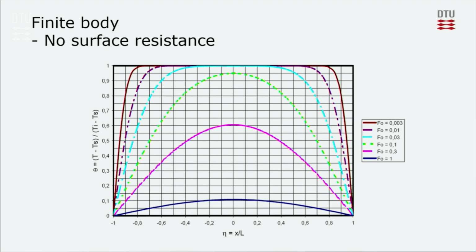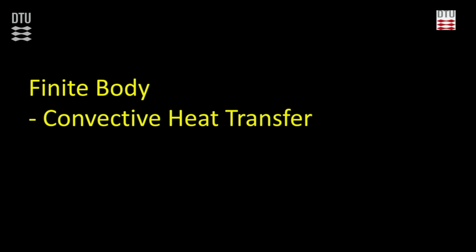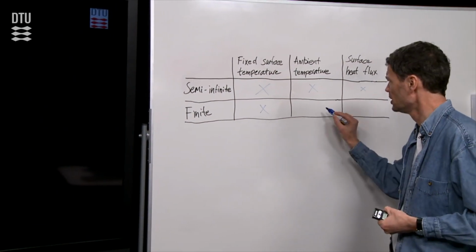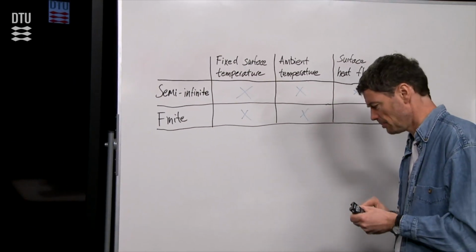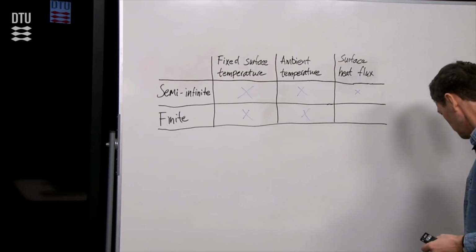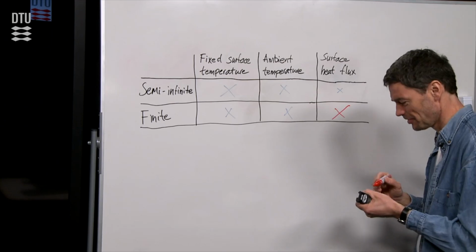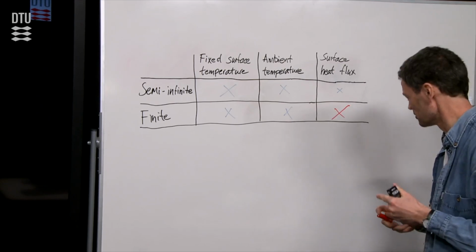The last thing I'm going to talk about is the case where we have convective heat transfer over the surface of our finite body, of our wall material, if you will. So this is what we will cover. I may already today say that I will not talk about heat fluxes on the finite body.